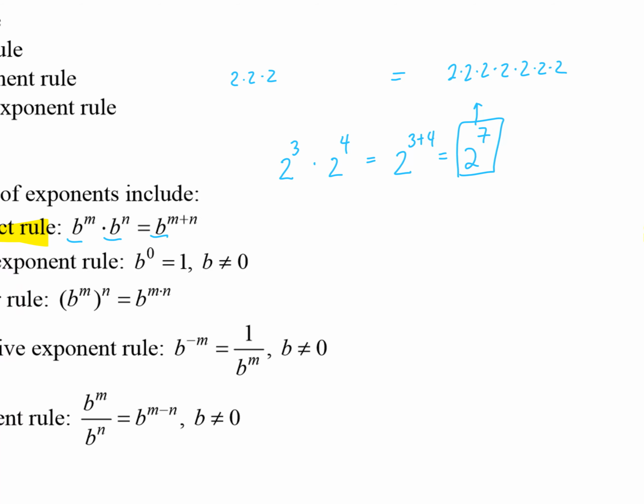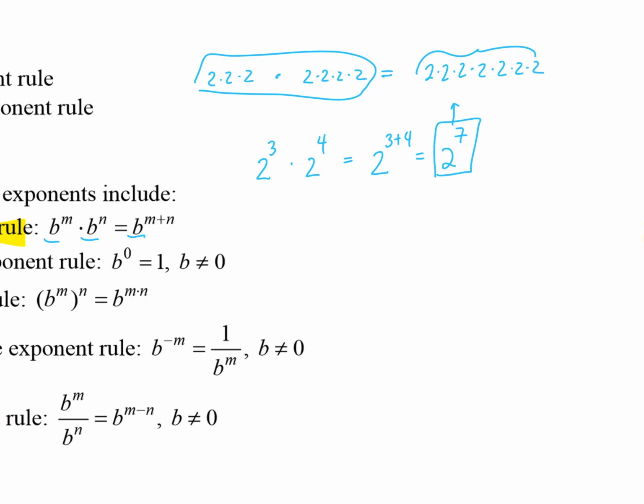What's 2 to the fourth power? 2 times 2 times 2 times 2. So if I were to multiply 3 2's and 4 2's, how many 2's are being multiplied? 7. 7 2's are being multiplied. So that's the idea. You're just basically counting how many 2's are being multiplied.